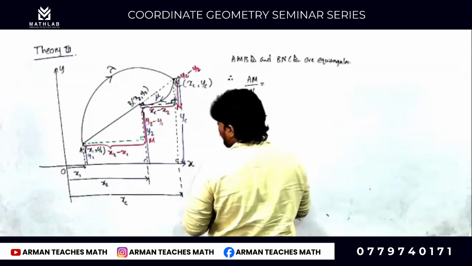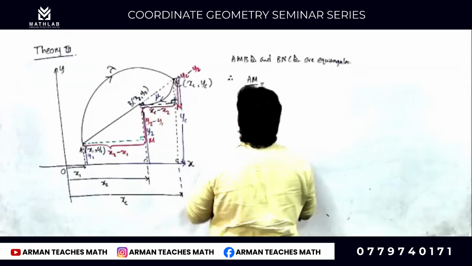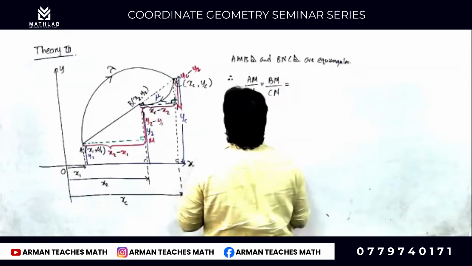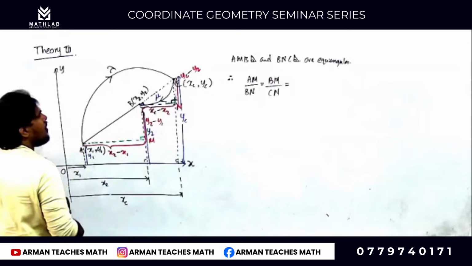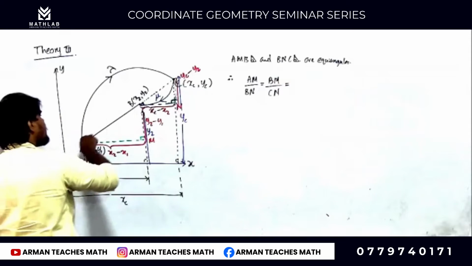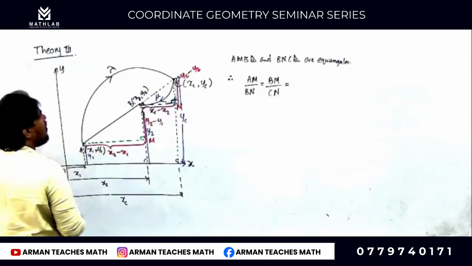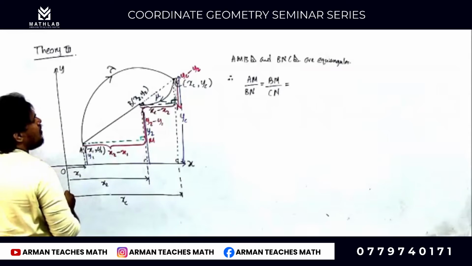BM length divided by CN length. This is equal to, what's the other proportionality? You see, this length to the other length ratio. Look at the ratio. Now listen carefully.